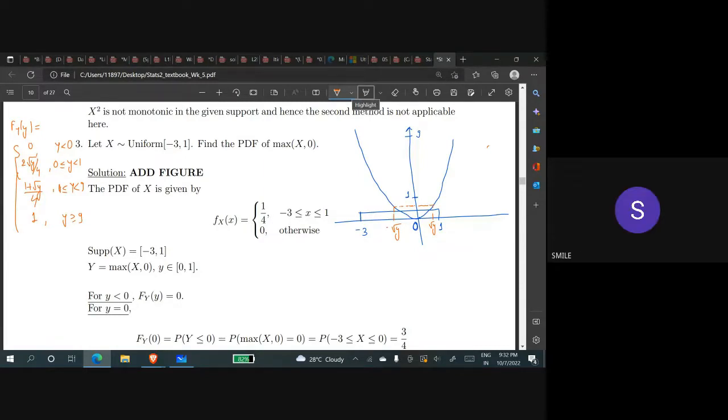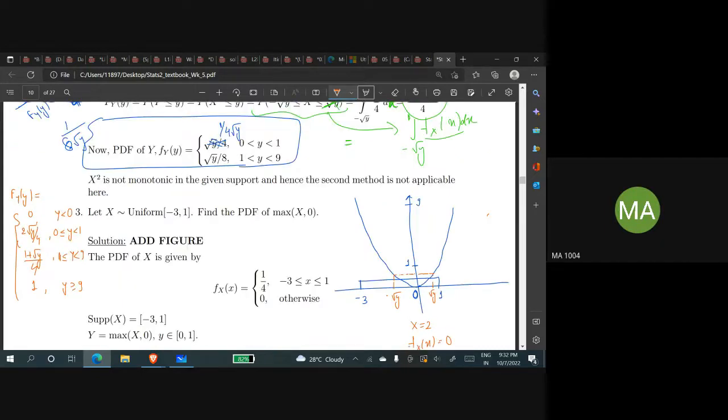Ma'am, am I audible? Yeah, you're audible. Tell me. So I have one doubt. Suppose x is 2, then PDF of x is 0, right? So f of y should also be 0, right? But how does the PDF that we are getting capture this thing?